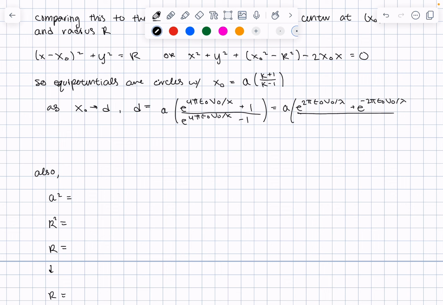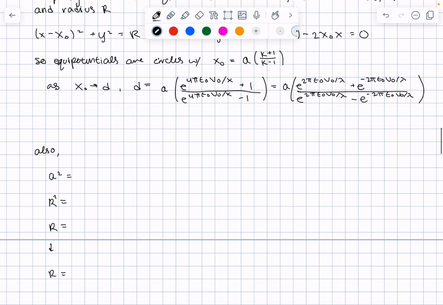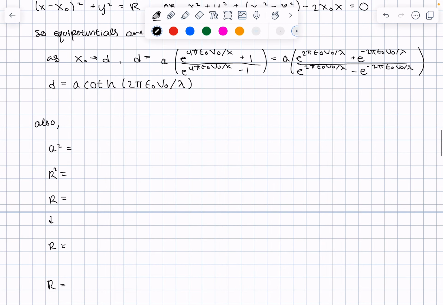So we have that, and then we're going to divide that by e to the 2 pi epsilon naught v naught over lambda minus e to the negative 2 pi epsilon naught v naught over lambda. And with it rewritten like this, we can see how that would be the hyperbolic cotangent. So we can say that now d is equal to a times the hyperbolic cotangent of 2 pi epsilon naught v naught over lambda. All right, and I'm going to highlight that so that we can come back to it easily later.